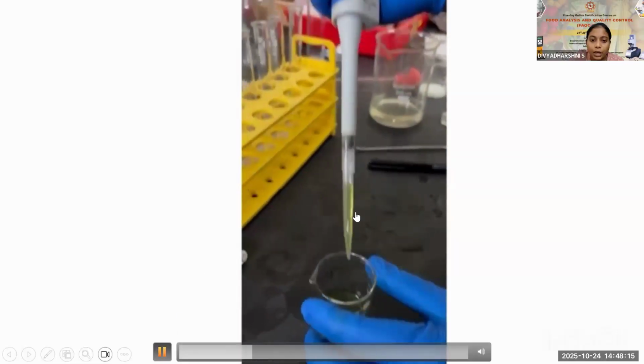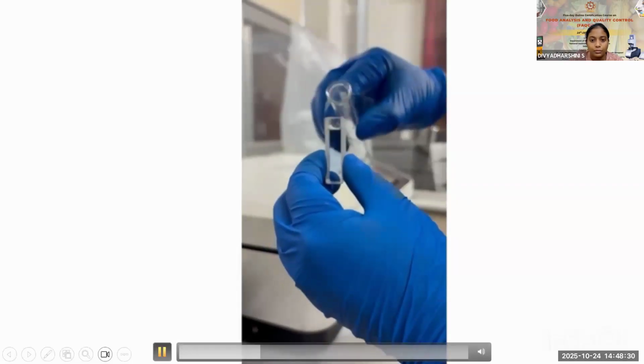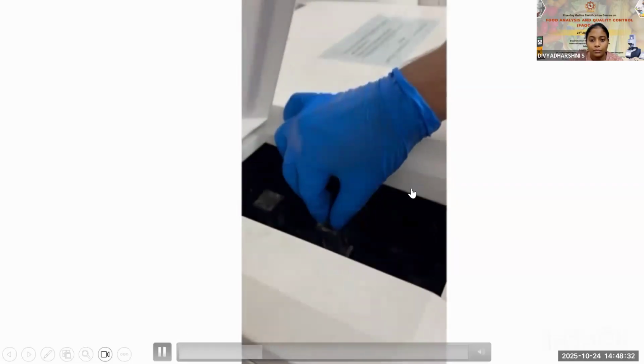So this is the color of the diluted FC reagent with 0.1 normality of NaOH in each test tube, including the standards, and after that 30 minutes incubation and moving to the UV absorption at 660 nanometer. As I said earlier, distilled water will be serving as a blank.